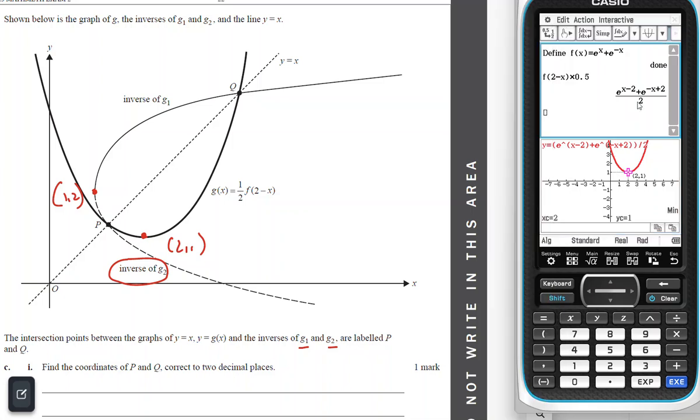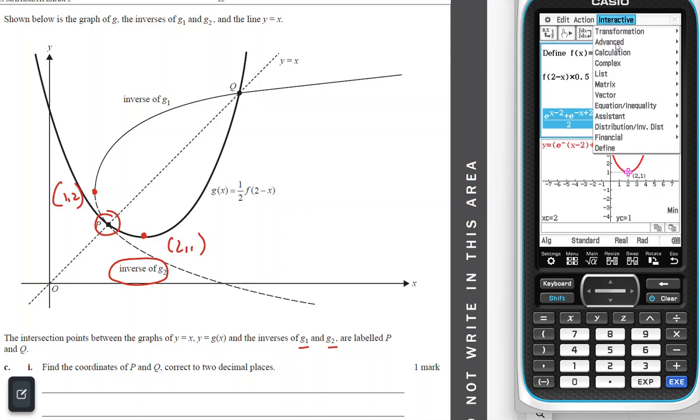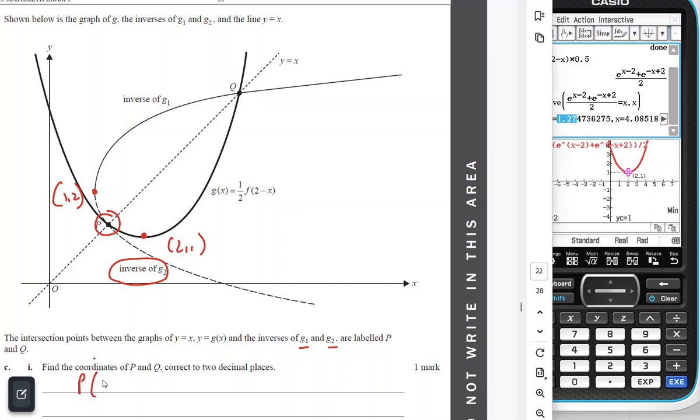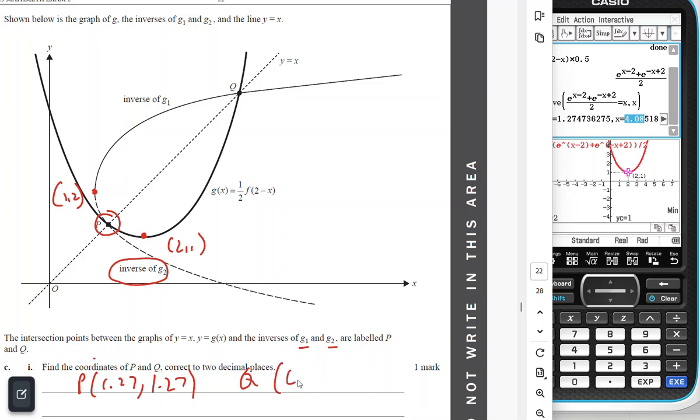So if I take this and I make it equal x, P is going to be the intersection of g with x, and Q also. So interactive, advanced, solve, and I get 1.27. P is 1.27, and it's on the line y equals x, so y equals 1.27, and that's rounded to 2 decimal places, and 4.09. And Q is 4.09 and 4.09.